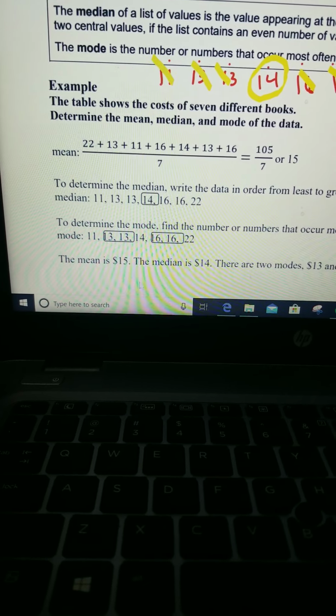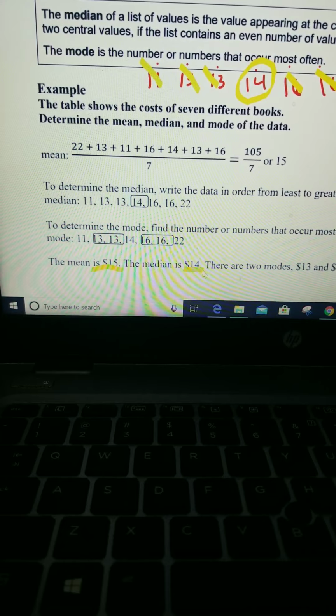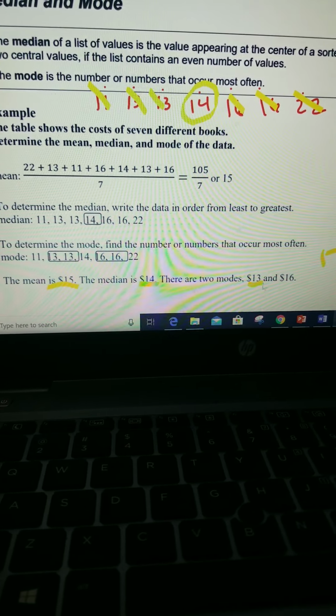So the mean is 15, the median is 14, and then the 2 modes are 13 and 16.